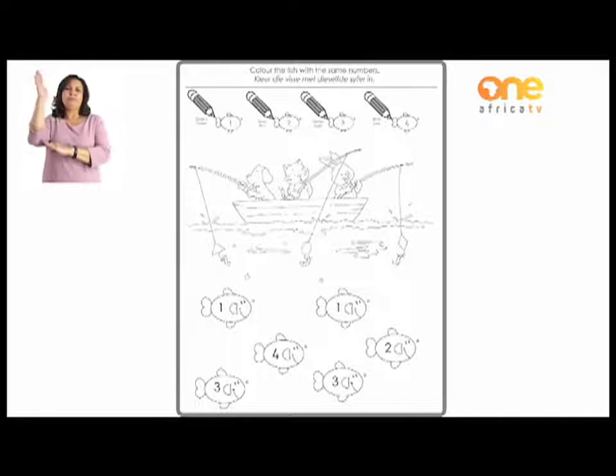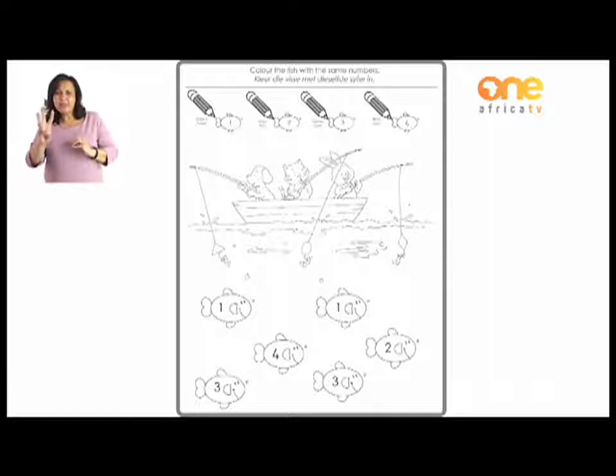Now, let's move on to number 3. Find all the fishes with number 3 and make them a lovely yellow color. Let's remember that a banana is yellow, a starfruit is yellow, the sun is also yellow. Let's move on to number 4. Find all the fishes with number 4 in it and color them red. Remember, we said a cherry is a lovely red, and remember, we have a red apple also.